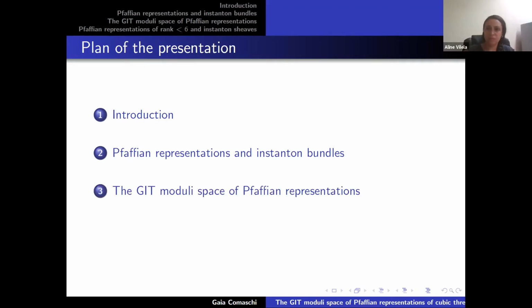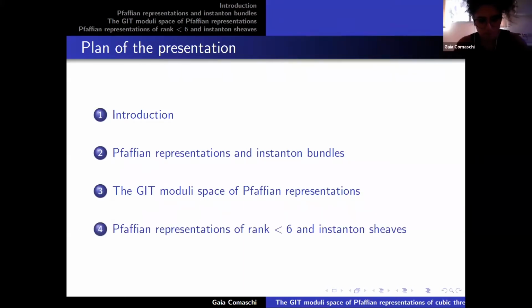Then I will present some properties of the moduli space of Pfaffian representation, that is a moduli space that can be obtained by means of geometric invariant theory. And finally, we will see how certain points in our moduli space that do not define proper Pfaffian representation are still connected with some sheets in the moduli space of instanton on a cubic threefold.